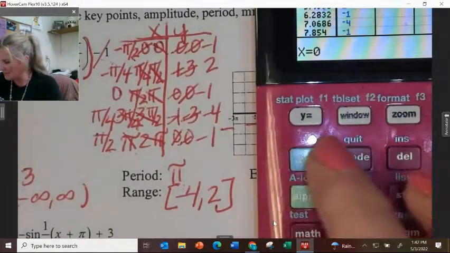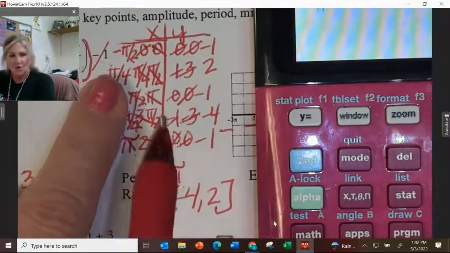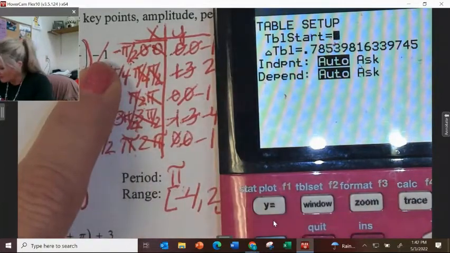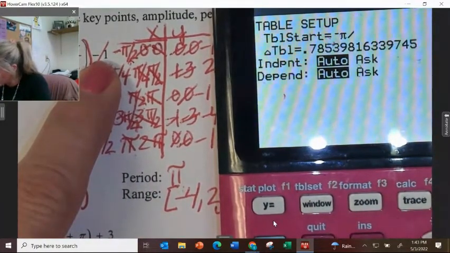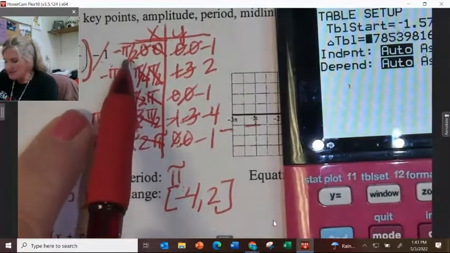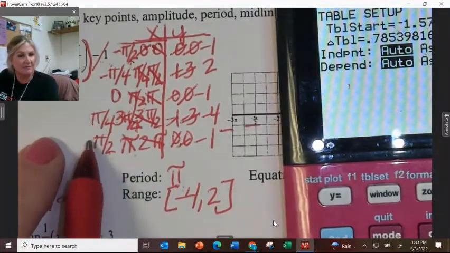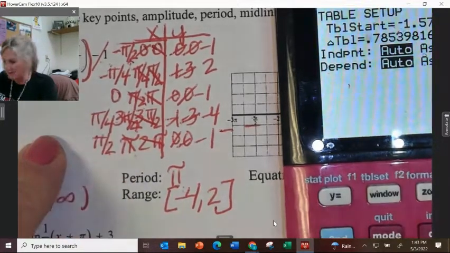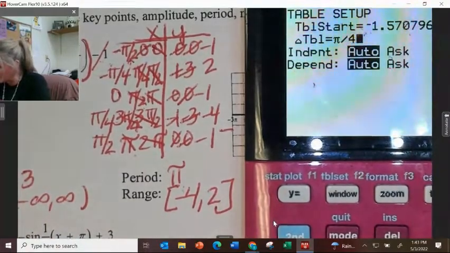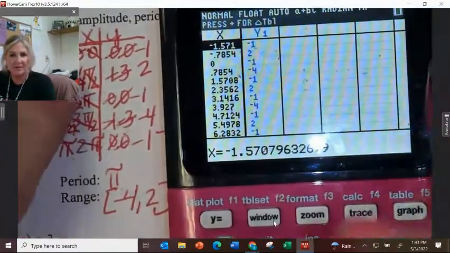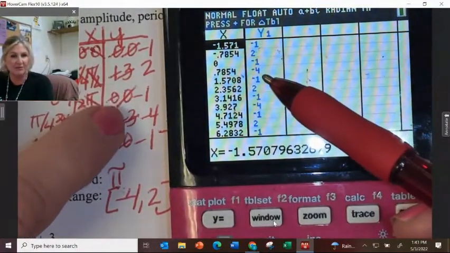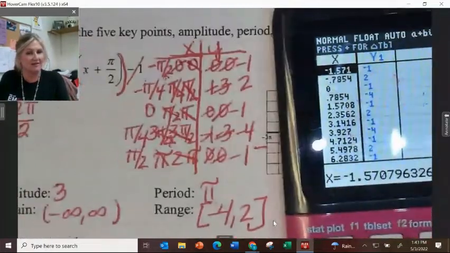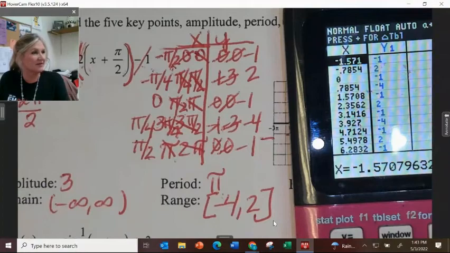Okay, now watch this closely, everybody. I'm going to go to my table setup. Where is my table starting? What x value? So I have to put in negative pi over 2. That's where I'm starting. How much am I adding on every time? Here's the easiest place to see it. What is it? Pi over 4. So I'm going to put that in as my delta table. Now I'm going to go back and look. Negative 1, 2, negative 1, negative 4. See how we can check it so easily? And now we know that we have the correct 5 key points. Okay?